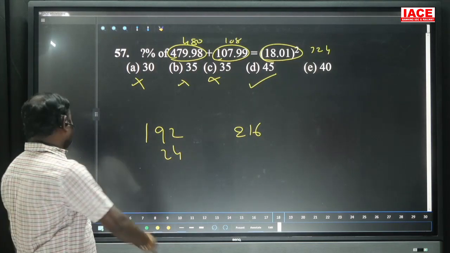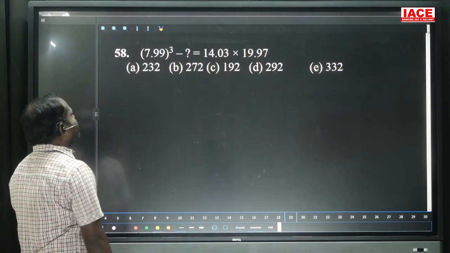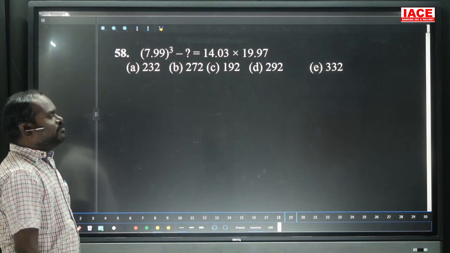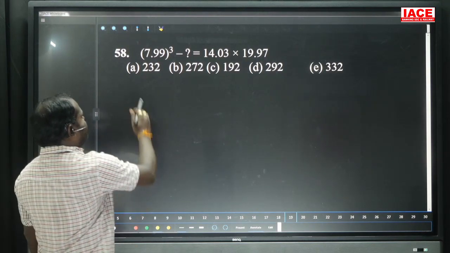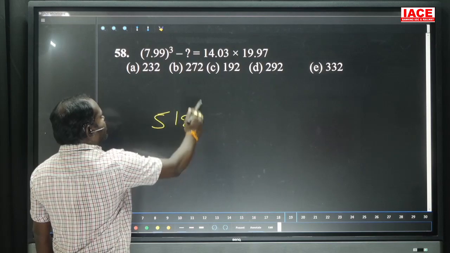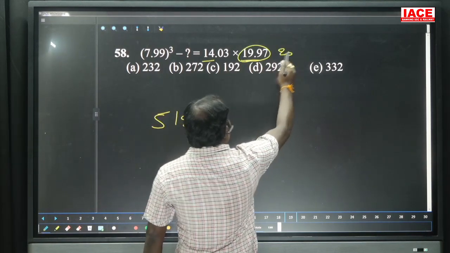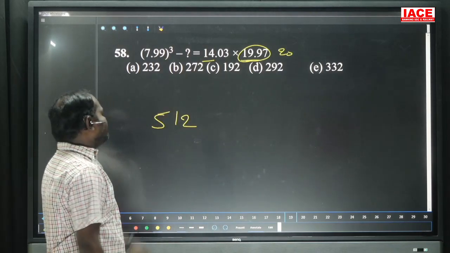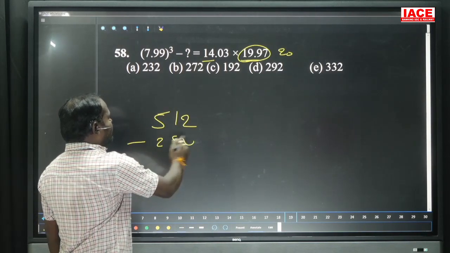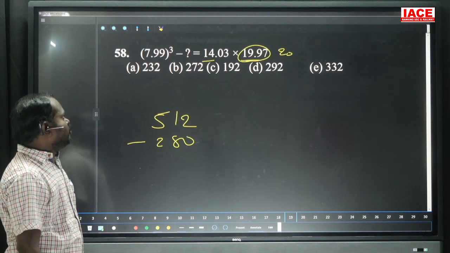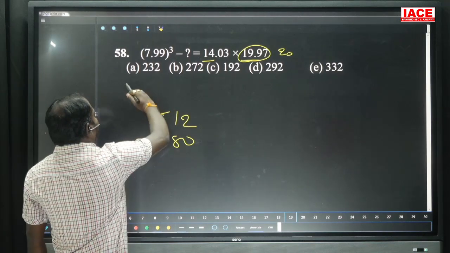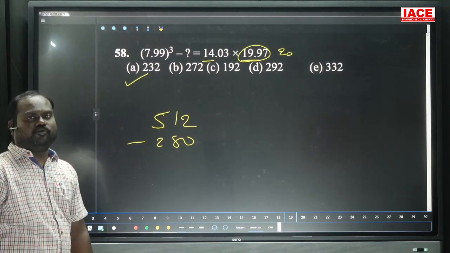Next. 7.99 is nothing but take it as 8 cube, it is 512. 14 into 20, round off, take it as 20. 20 into 14 is 280. Minus becomes 512 minus 280, that is 232. Option A, 230.